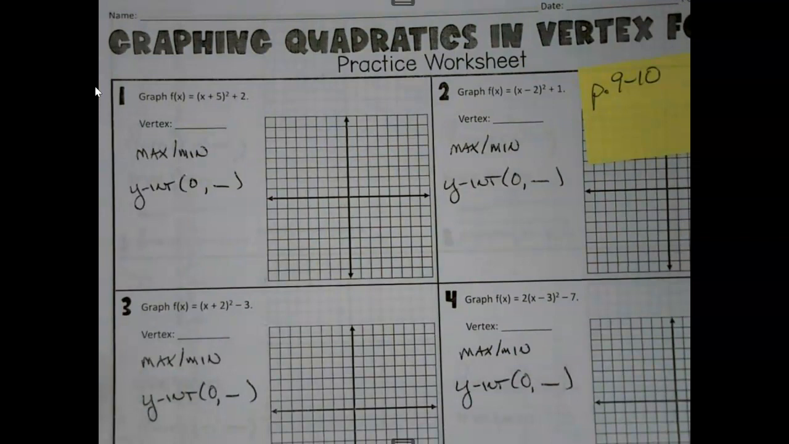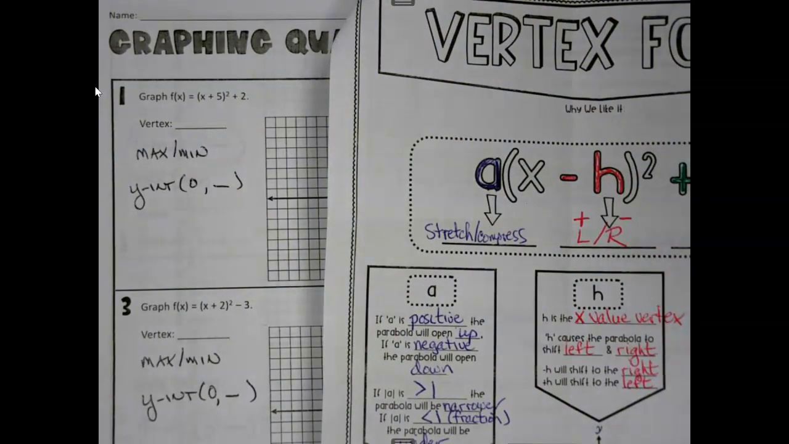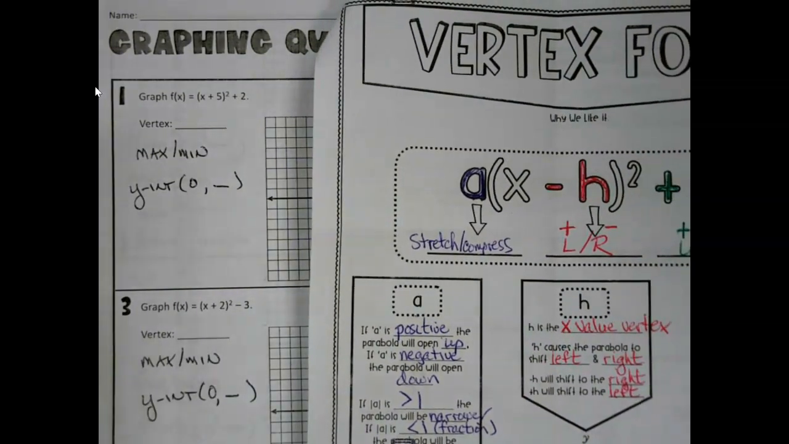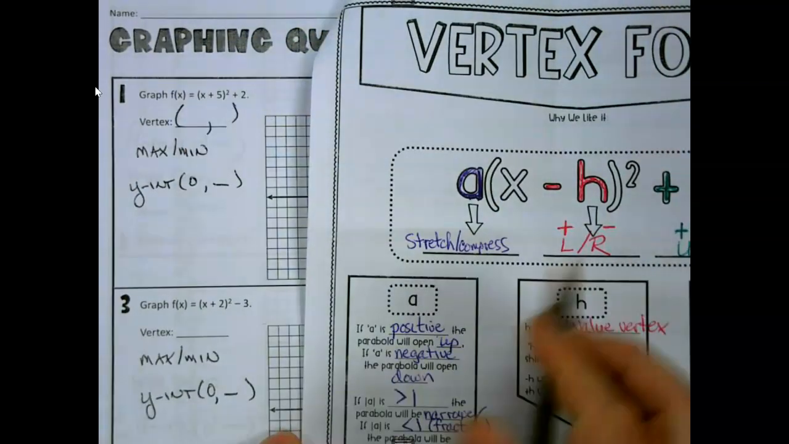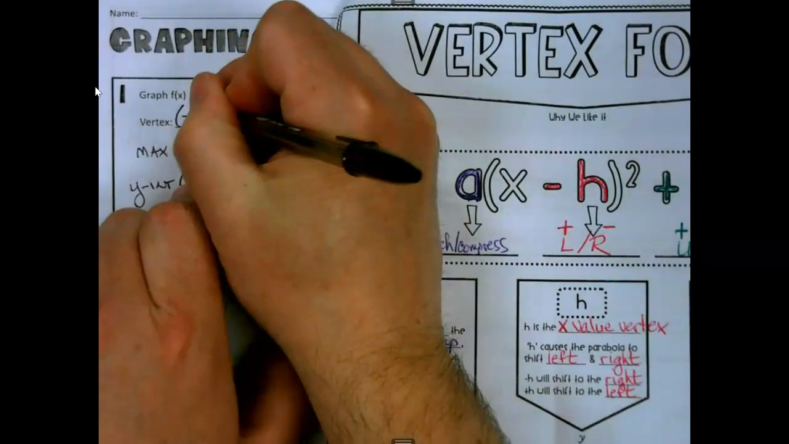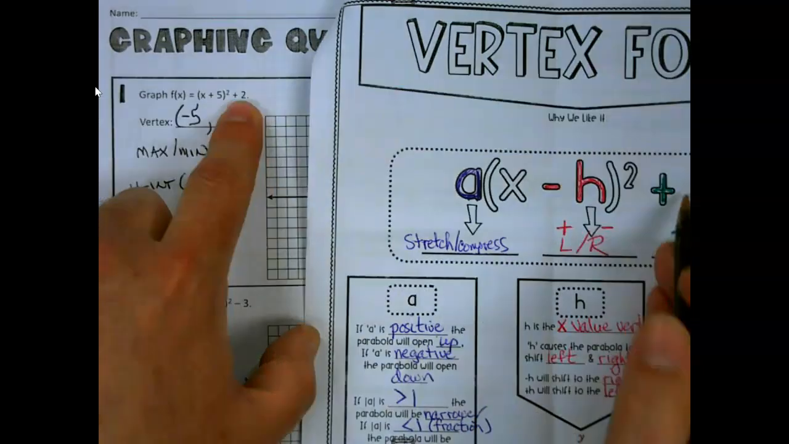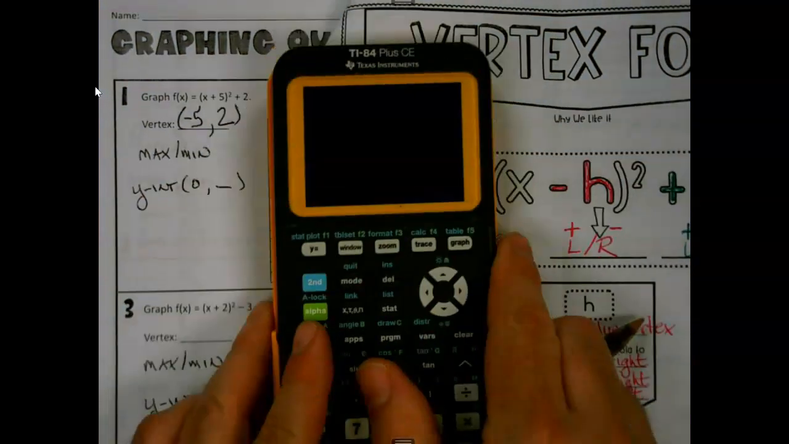So here, if I'm looking at my notes, my vertex, I should be able to get without going to the calculator. You take the opposite of h, -5, and whatever the k value on the end is. Now let's see if we're right.